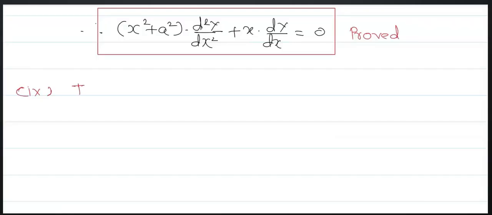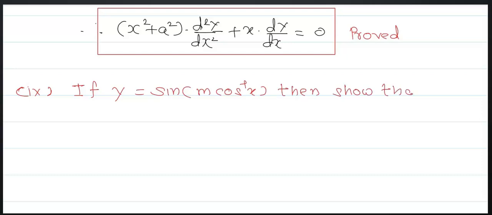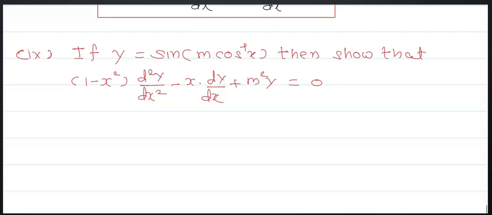Ninth one. If y is equal to sine of m cos inverse of x, then show that 1 minus x square into d2y by dx square minus x into dy by dx plus m square y is equal to 0.